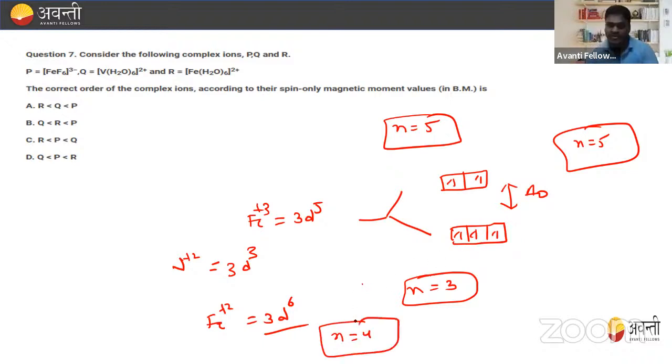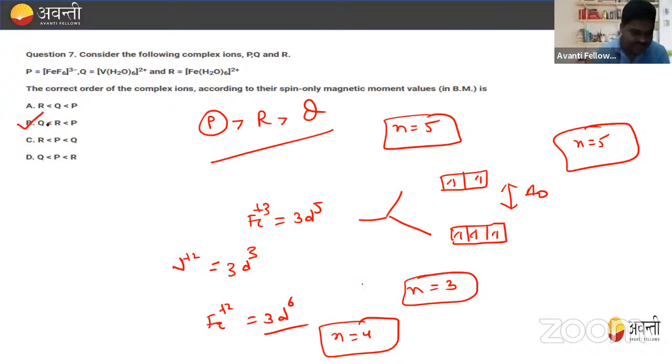So the maximum number of unpaired electrons is present in the first case, that is P. So P has the maximum spin magnetic moment. After P, we have n equal to 4, that is R, and the minimum will be Q. So the correct order is Q, then R, then P. So the correct option is B, right? That is the B option.